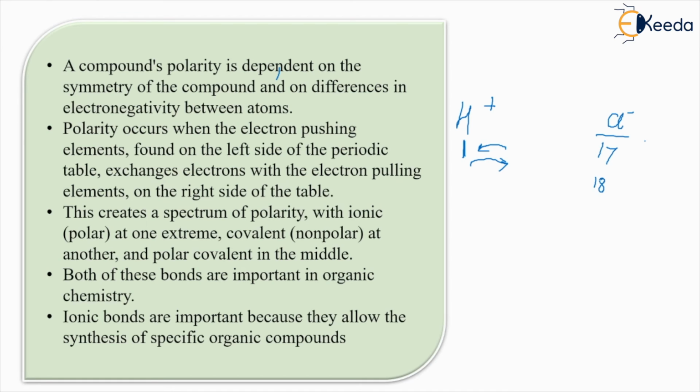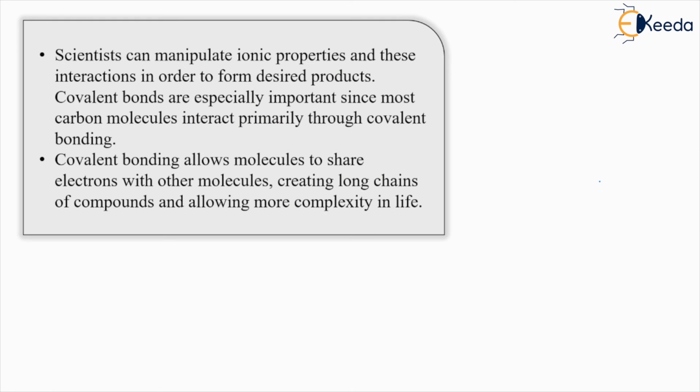This creates a spectrum of polarity with ionic, which is polar, on one extreme, covalent, which is non-polar, on the other extreme, and something in the middle, which is polar covalent bond. Both of these bonds are important in organic chemistry. Ionic bonds are important because they allow the synthesis of specific organic compounds. Scientists can manipulate ionic properties and these interactions in order to form desired products. Covalent bonds are especially important since most carbon molecules interact primarily through covalent bonding. Covalent bonding allows molecules to share electrons with other molecules, creating long chains of compounds and allowing more complexity in life.